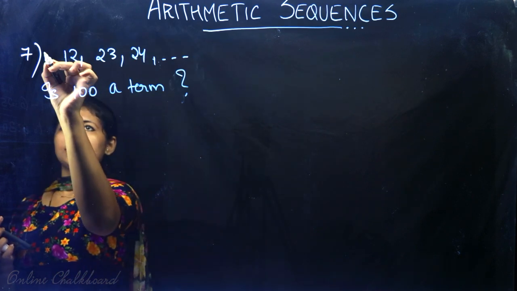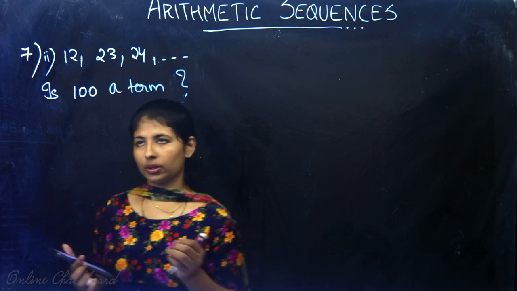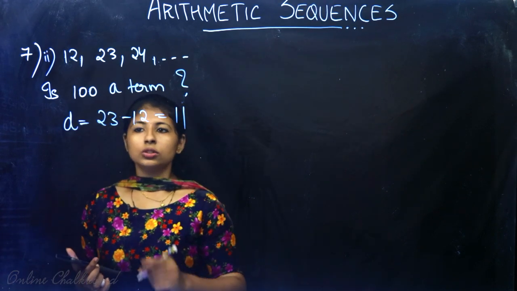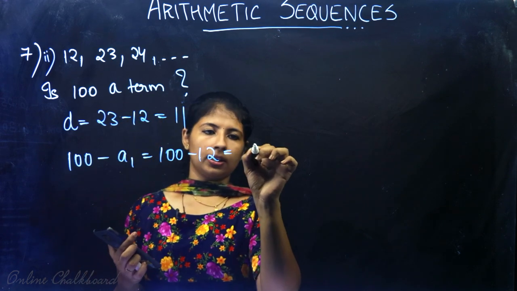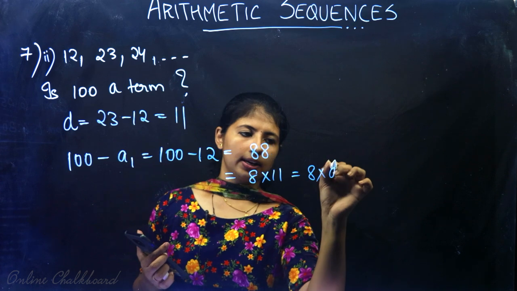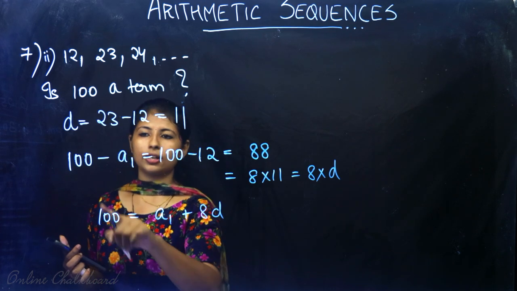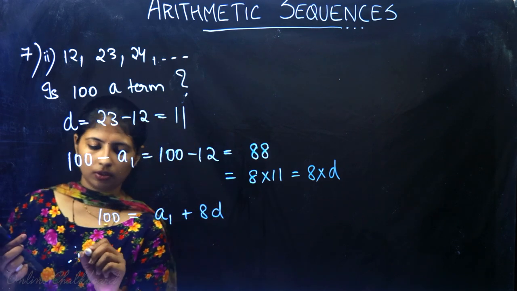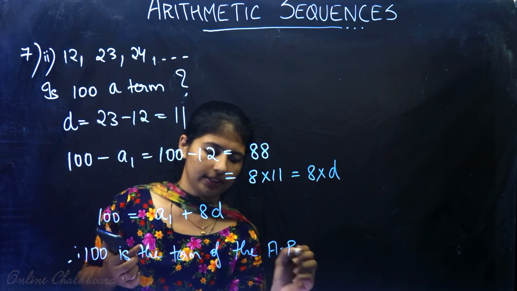Okay. Next part of the question is given arithmetic sequence 12, 23, 34, etc. We need to check 100 is a term or not. Okay. The common difference is second term minus the first term, which is 11. So, kandu pidikkanayittu 100 minus a1, that is 100 minus 12 cheyunu, and I will get 88. So, 88 is actually 8 into 11, alangi 8 into d. So, 100 equals a1 plus 8 into d. That is 100 ne namakku 11 ne multiply it kitti. Therefore 100 is a term of the arithmetic sequence, the arithmetic progression.